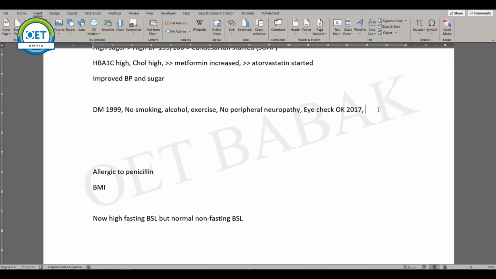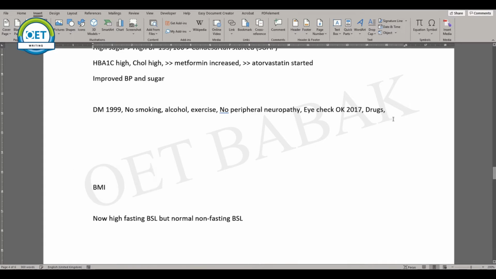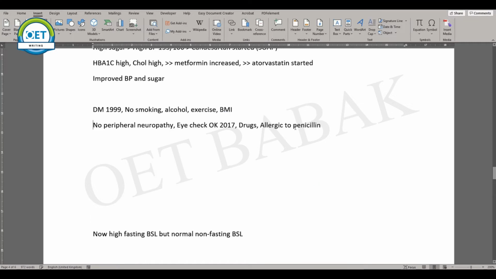Maybe we can organize it based on physical exam and other relevant findings. BMI, we can put it after, for example, exercise. Okay, so we put the BMI here.